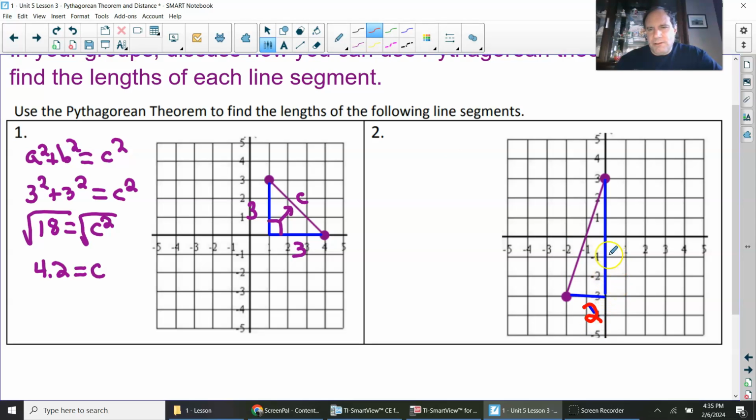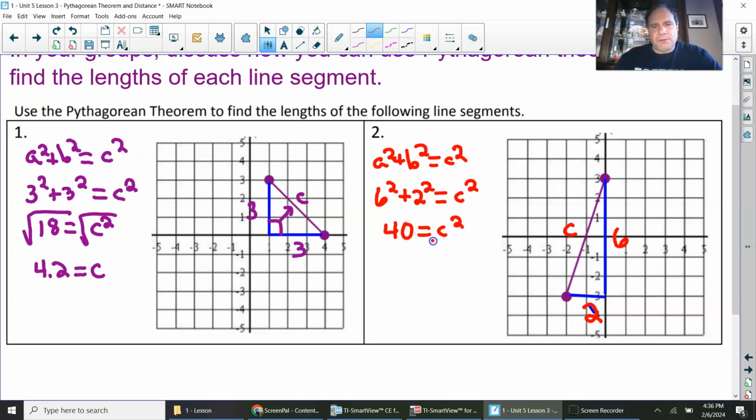And this side here is 1, 2, 3, 4, 5, 6. So we have side C, it's missing. So we have a squared plus b squared equals c squared. 6 squared plus 2 squared equals c squared. C is the one that's missing. You have 36 plus 4, which is 40, equals c squared. You square root both sides.